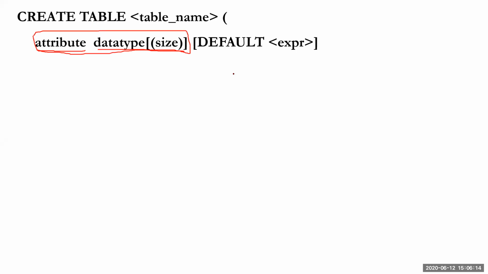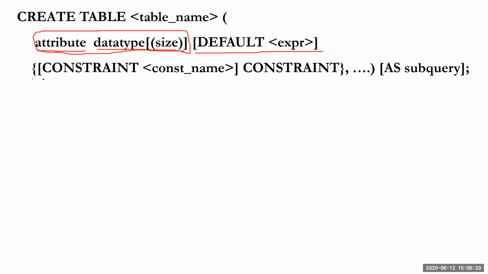But based on your requirement, you may use a default expression, or you may also use constraints. The definition of one particular column could look this lengthy: attribute name followed by default expression followed by constraint name, whatever constraint you have. Probably tomorrow or the day after tomorrow we will discuss these constraints, and what constraints we have. Like this, you continue for as many columns or attributes as you expect to create.